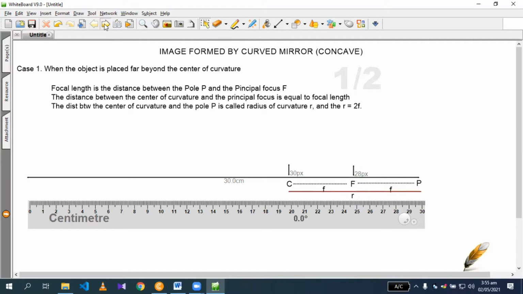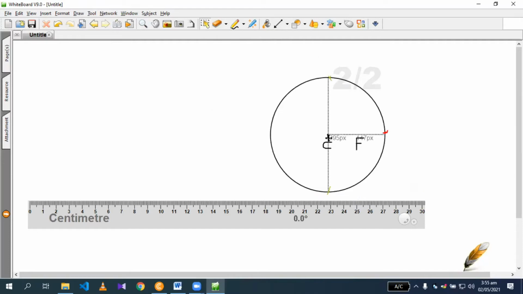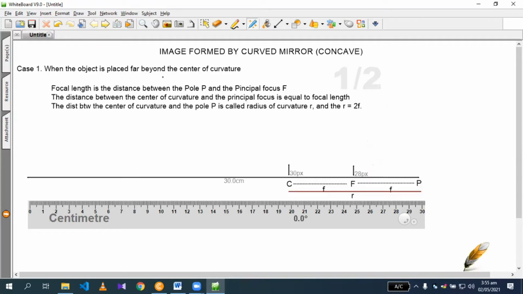I told you that the center of curvature is actually the midpoint of a circle, which means that from this point here to this point here is a radius. So now, if all this is our curved mirror, how do we draw that? All we need to do is get the radius and then make our arc to form a semicircle. So let me quickly get my compass.